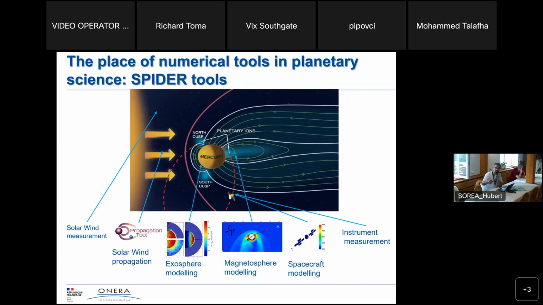So here are the different models which are in SPIDER and how they relate together to really understand measurements which are done by spacecraft. In the next part, I will only talk about magnetosphere modeling and spacecraft modeling, because I worked most on the spacecraft modeling, but with some interaction with the magnetosphere modeling, and they are also the only two tools that I really know in SPIDER. So it would be hard for me to discuss something else.